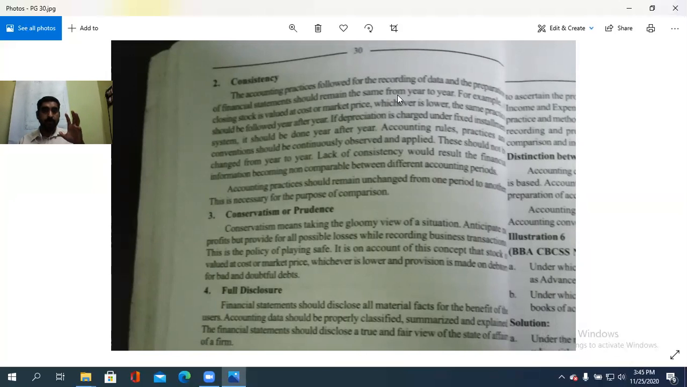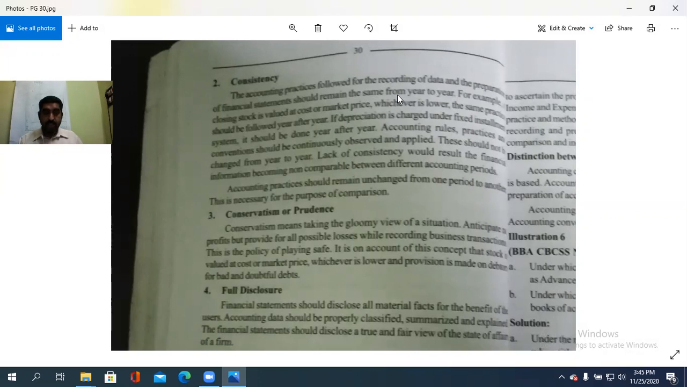The practices followed for recording the data should remain the same from year to year. For example, closing stock is valued at cost or market price, whichever is lower. That same practice should be followed year after year. For example, if depreciation is charged under the fixed installment system, it should be done year after year. Isn't it? Fixed installment system, that is, not the written down value method. If it is 10% of 50,000, that is 5,000 every year going out as depreciation. That is to be followed for the 5 years as agreed for the depreciation of that machinery.